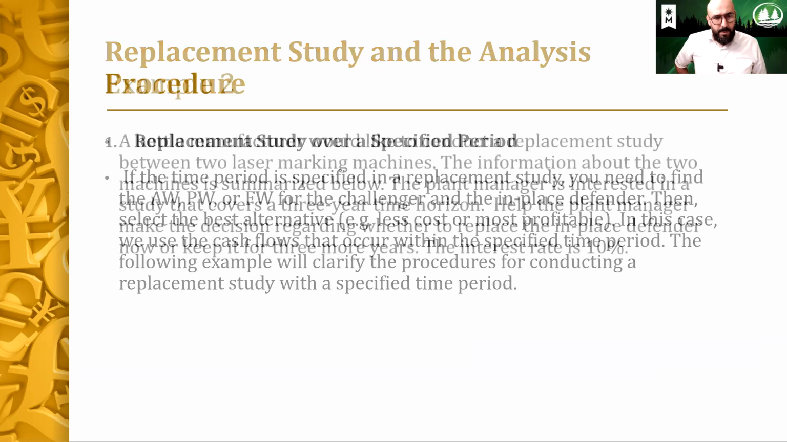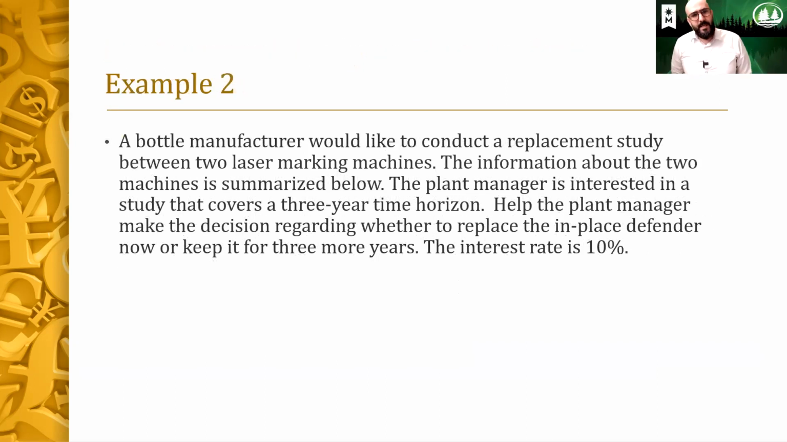Example number two: a bottle manufacturer would like to conduct a replacement study between two laser marking machines. So the laser that they use for barcoding and engraving some logo and so on. So they need to do a replacement study between these two laser marking machines. The information about the two machines is summarized below. The plant manager is interested in a study that covers 3 years. So now it's specified for a 3-year time horizon. Help the plant manager make the right decision regarding whether to replace the in-place defender or keep it for 3 more years. The interest rate is 10%.